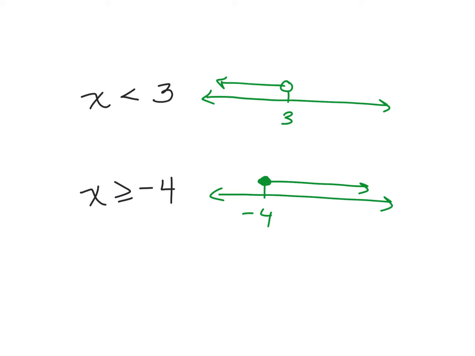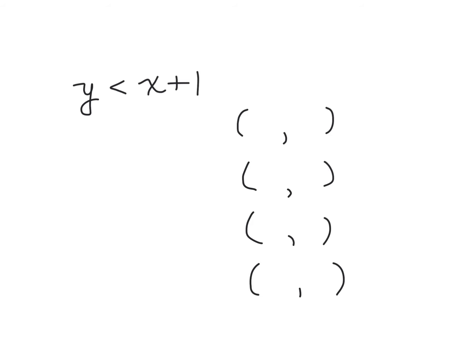The reason we have the arrow is we can't possibly list all of the values that are less than 3, so we graphically represent them instead. Well, now we'll look at linear inequalities in two variables. So we want to look for xy combinations for this example so that the y value is less than x plus 1. Well, let's see if we can find one.